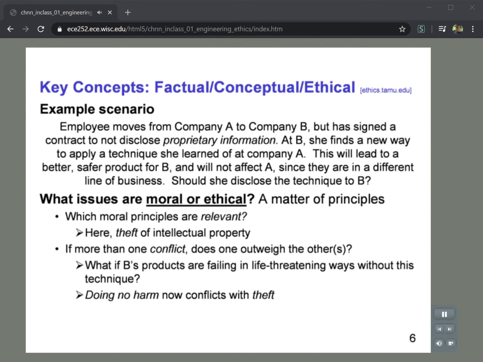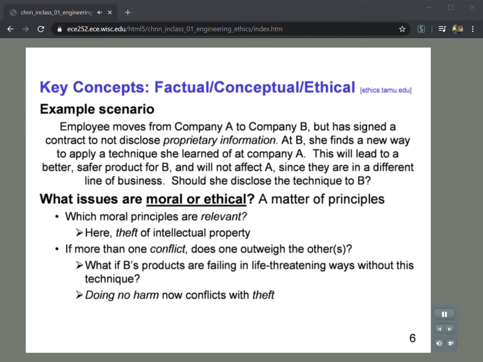For example, we could expand on the scenario and say, what if the product that B manufactures is actually failing in a life-threatening way without this technique? Perhaps it's a medical device, and the patients are actually at risk of life because of this deficiency in the product. Now this employee really knows how to improve the product as a result of this proprietary information she picked up at another company. How does that change this scenario?